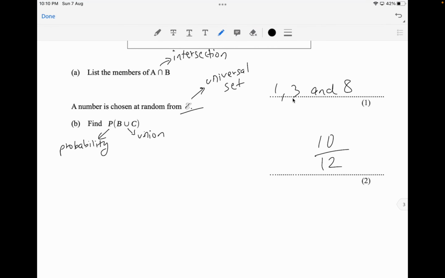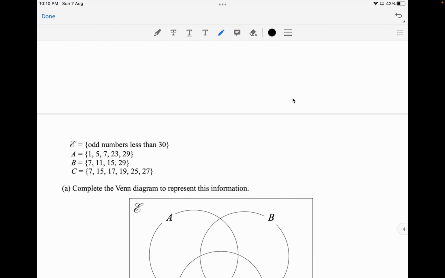Now this should be a maximum of 3 marks, as 1 plus 2 is 3 marks. So you have 1, 3, and 8. 10 divided by 12. Fairly straightforward and easy. You guys can do this. Alright, let's move on to the final question.